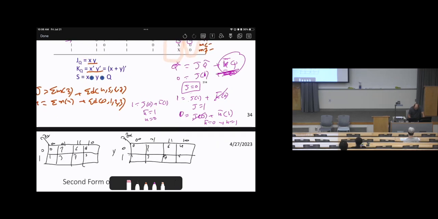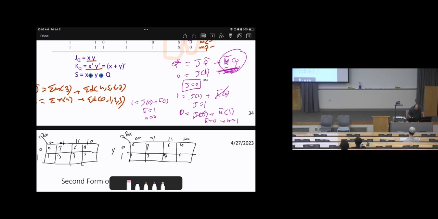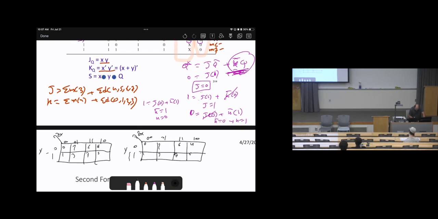Then we will say this is the region of y, this is the region of y, this is the region of z, this is the region of x, here is z, here is x. Now let's look for j, here is j, here is k. In j, we have 1 at 3, then 4, 5, 6, 7 are don't care. In k, we have 1 at 4, then 0, 1, 2, 3 are don't care.